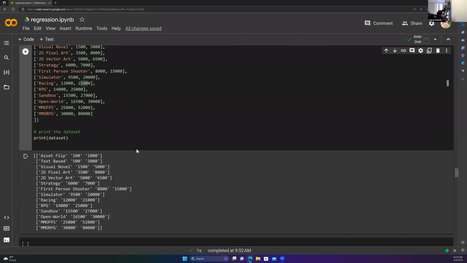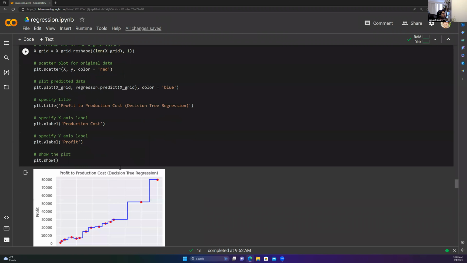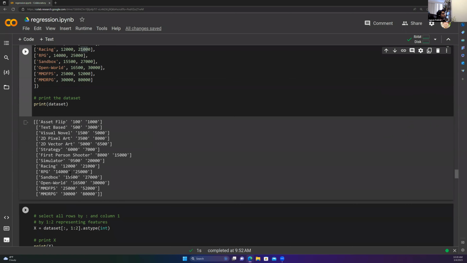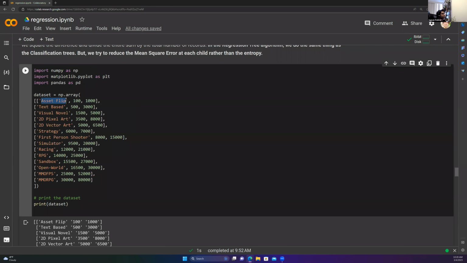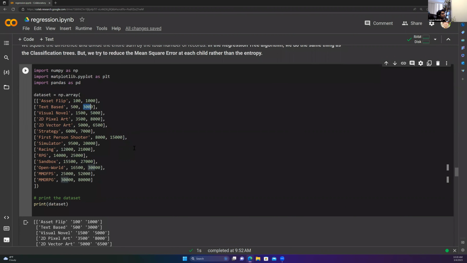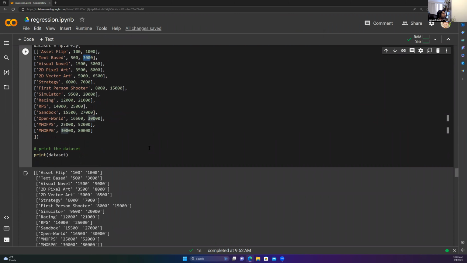So these values, the first one is the production cost, and the third one is the profit. So for each one of these features, like asset flip, for example, technology, the production cost is this, and the profit is this. For this one, the production cost is this, the profit is this, and so forth. So again, you can see we have continuous values. So we would reframe this problem as a regression problem.